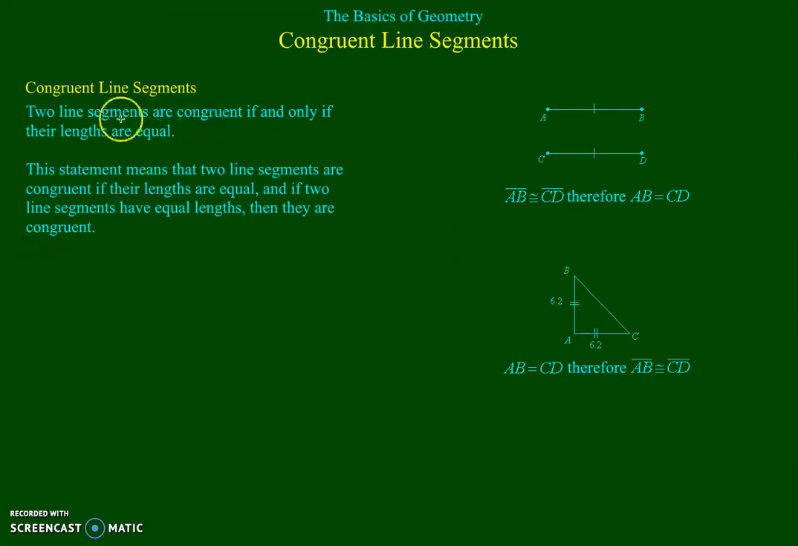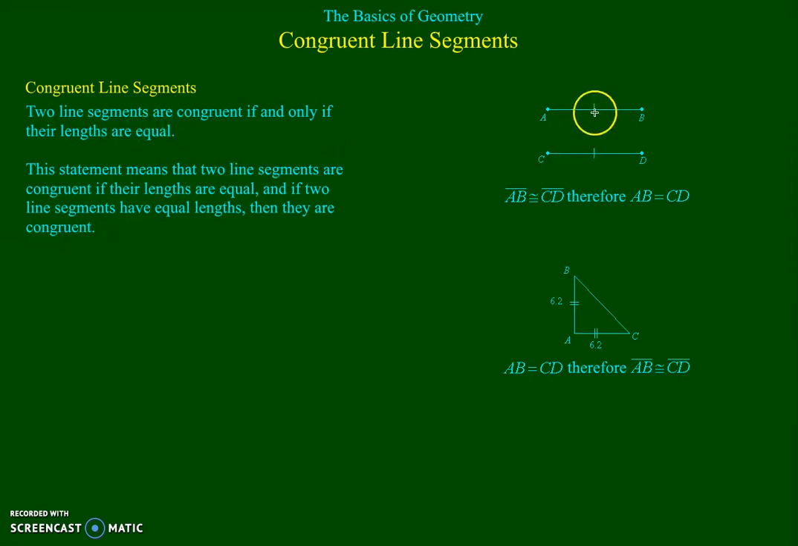The definition of congruent segments is, two line segments are congruent if and only if their lengths are equal. Now this statement can be broken up into two pieces. It means two line segments are congruent if their lengths are equal, and if two line segments have equal lengths, then they are congruent. So we're going to look at statements like this in the next chapter.